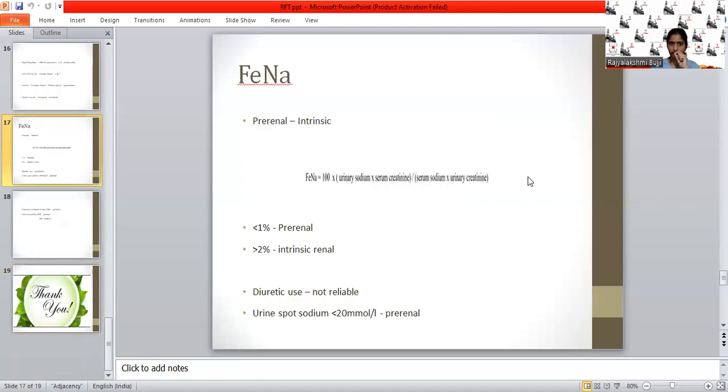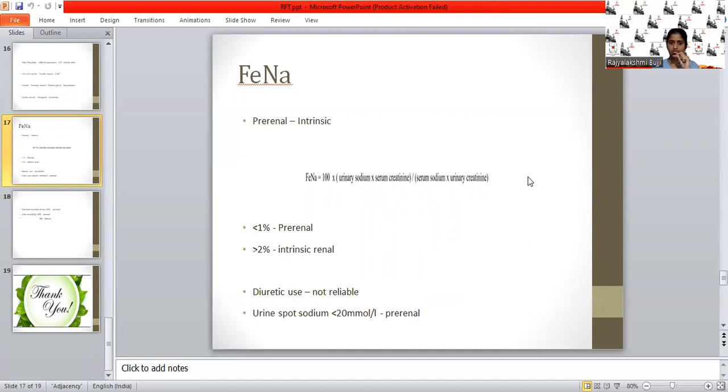Fractional excretion of sodium. This test is very important to differentiate intrinsic versus prerenal cause of AKI, especially when CLD patients present to us with AKI. If they are not on diuretics, we can rely upon this fractional excretion of sodium. If it is less than 1, that is a prerenal issue. Such patients will benefit from IV albumin and IV fluids.